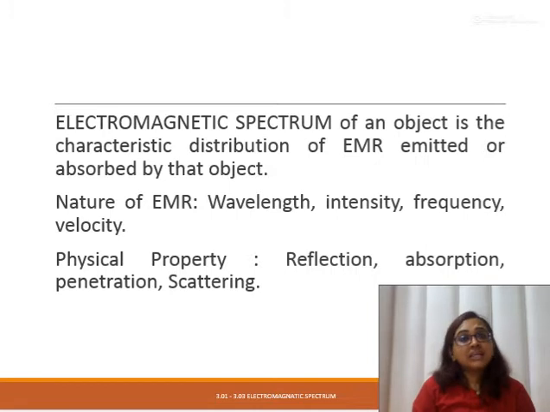The electromagnetic spectrum is the characteristic distribution of electromagnetic radiations emitted or absorbed by any object. The nature of electromagnetic radiation can be described based on the wavelength of the radiation, the intensity of the radiation, the frequency of the radiation, and the velocity of the radiation. As we all know, the velocity of all the radiations is the same, which is 3 multiplied by 10 raised to 8 meter per second.